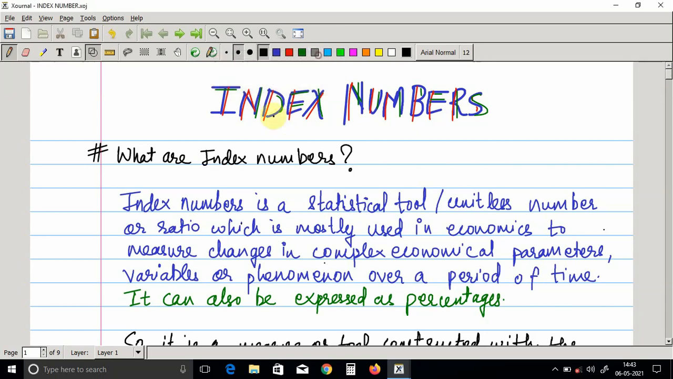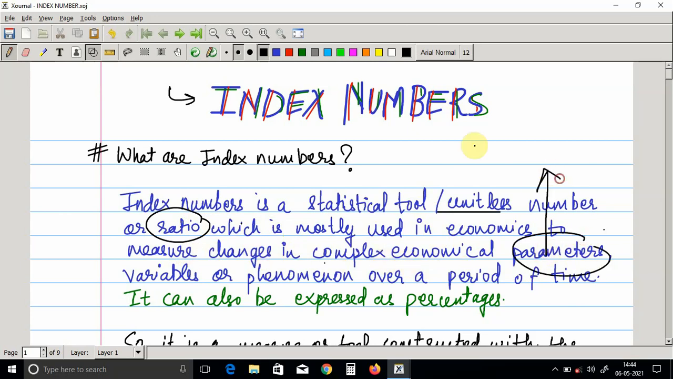Hello everyone, in this video we are going to see what we mean by index numbers, its uses and how to construct it. So let's begin by understanding what we mean by index numbers. Index numbers are a statistical tool, a number which doesn't have any unit. It is a unitless number, calculated by finding the ratio of two quantities. It is mostly used in economics to measure changes in complex economic parameters.